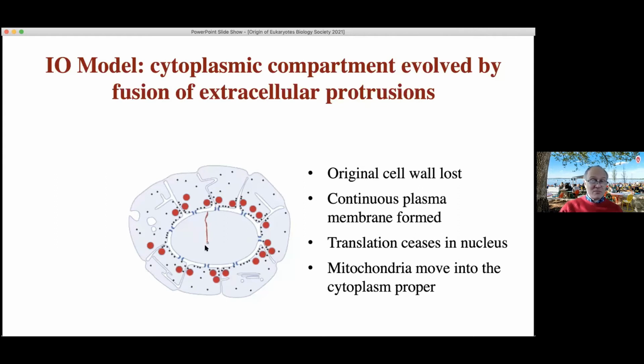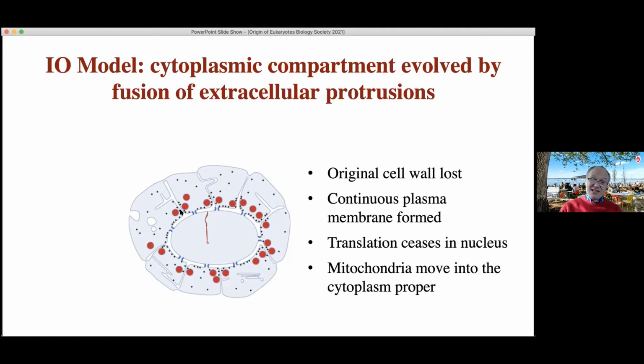Now, as you probably know, in a modern eukaryote the ribosomes are not fully mature and able to do translation until they're in the cytoplasm, although there is some evidence of occasional translation in the nucleus. But basically, translation has been suppressed in the nucleus, which allows for additional layers of gene regulation and probably contributes to the regulatory complexity of eukaryotes. And then at some point, the mitochondria, which were formerly trapped in what is basically the endoplasmic reticulum.